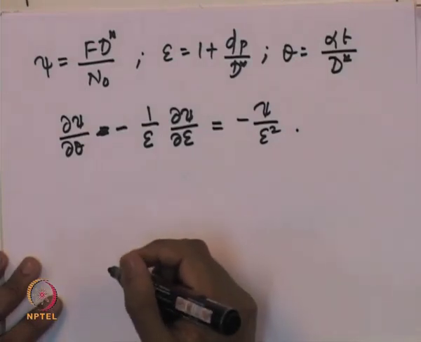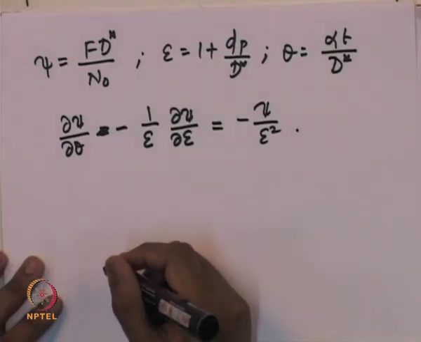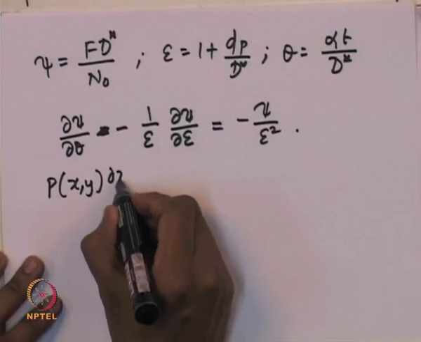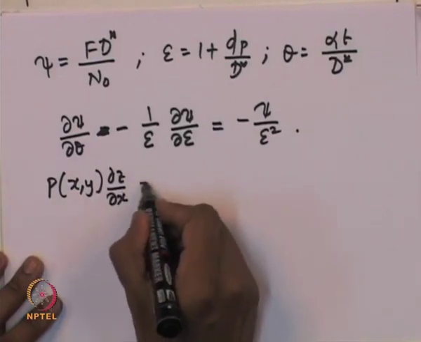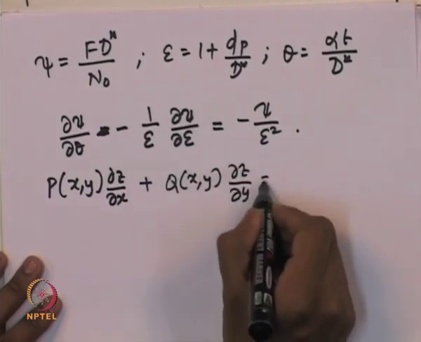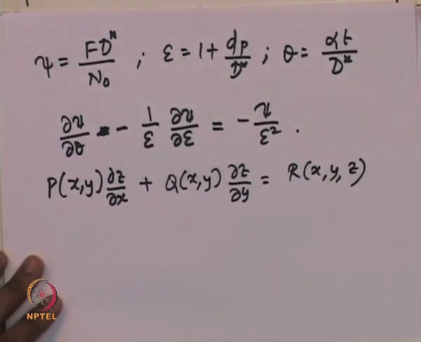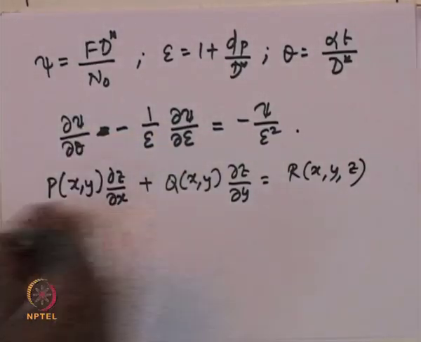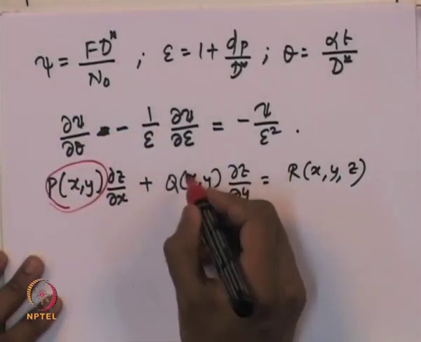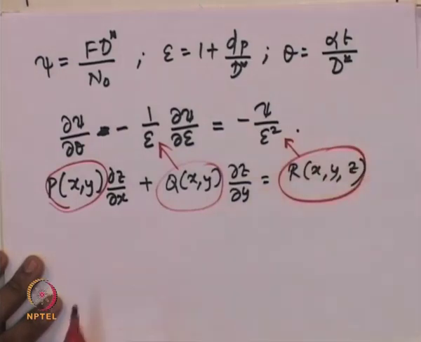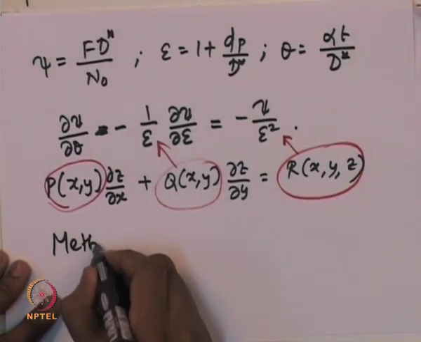So, this equation is of a very familiar differential equation form, which is of the form P of x comma y into dz by dx plus q of x comma y into dz by dy, that is equal to r of x comma y comma z. So, from here we can see that p of x comma y is nothing but 1, q of x comma y is like minus 1 by epsilon, and r of x comma y is like minus psi by epsilon square. So, the way to solve this equation is basically to use the method of characteristics.